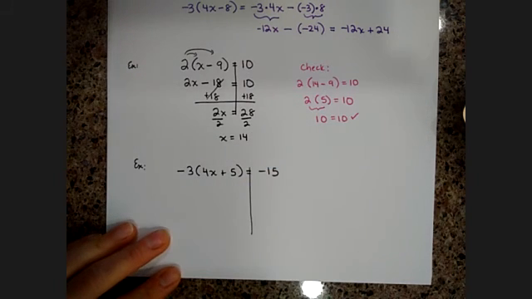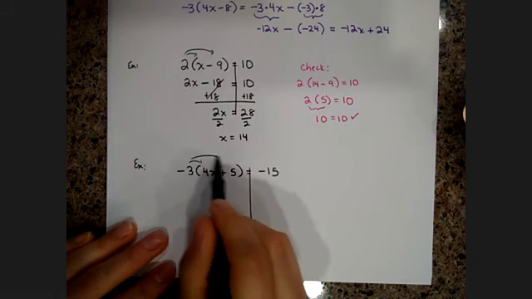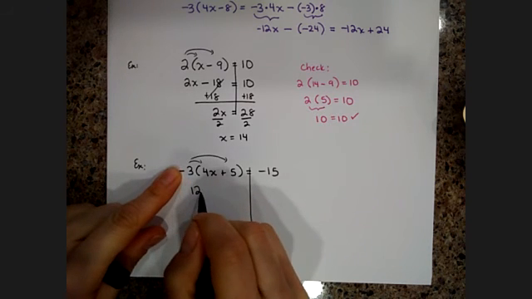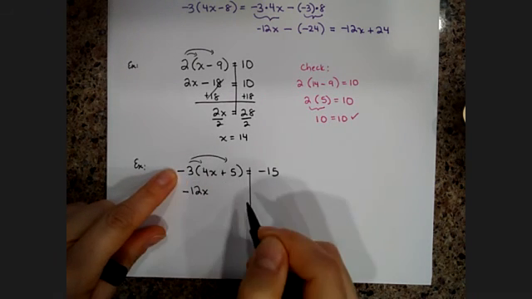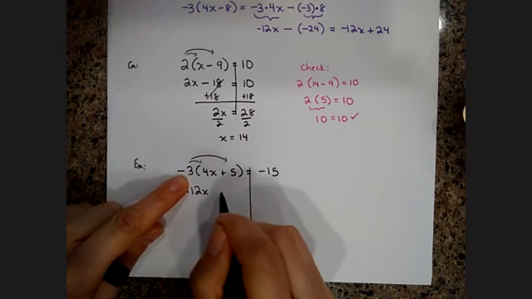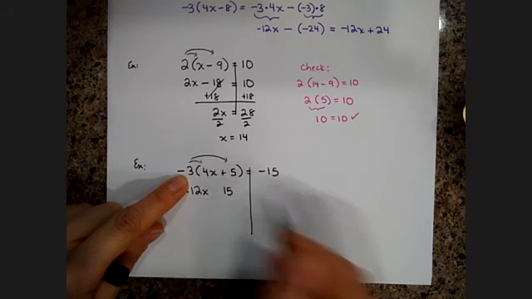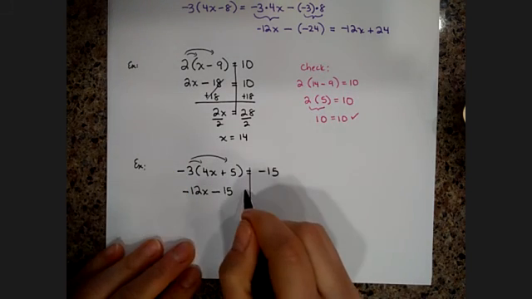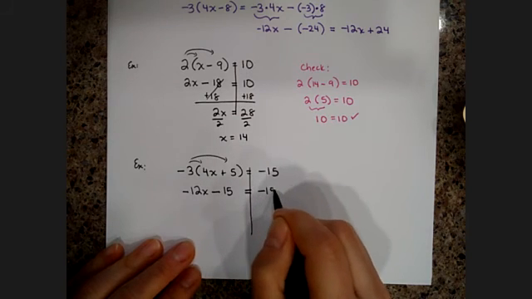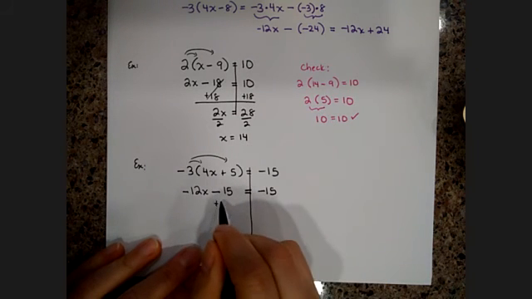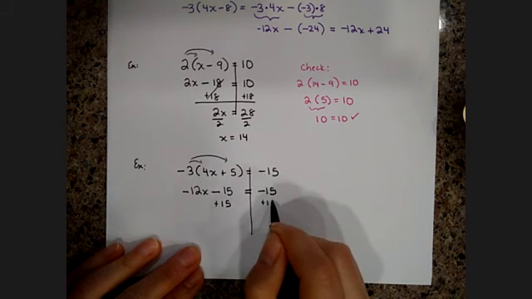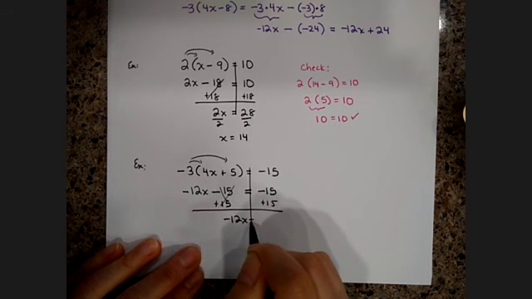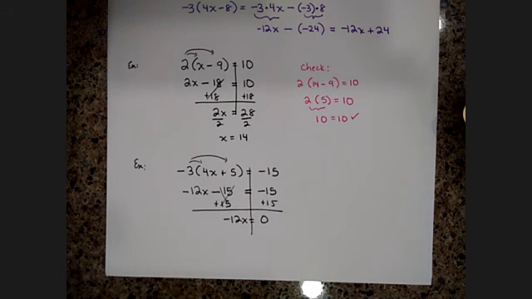Okay, here we go. I'm going to first take care of this now. I know that 3 times 4 is 12x, but make it its opposite. I know 3 times 5 is 15. It was plus 5. I'm supposed to make it its opposite. So I have minus 15. To get rid of this minus 15, I'm going to add 15. And I get 0. And that is okay.